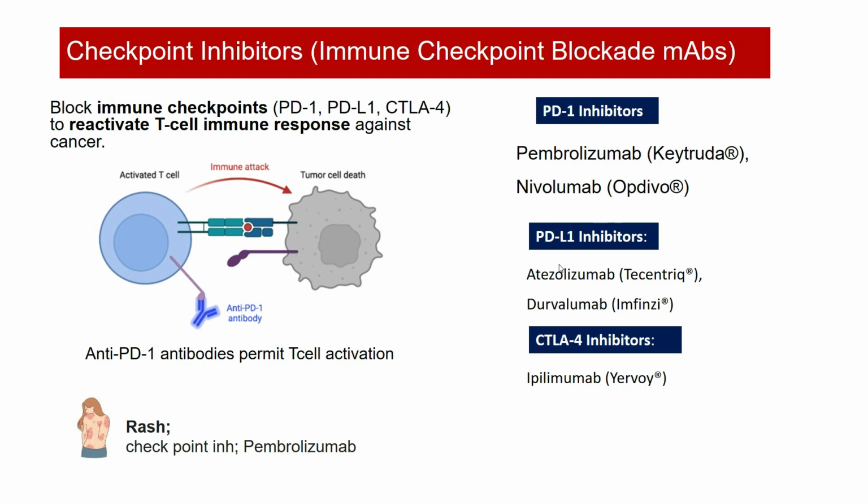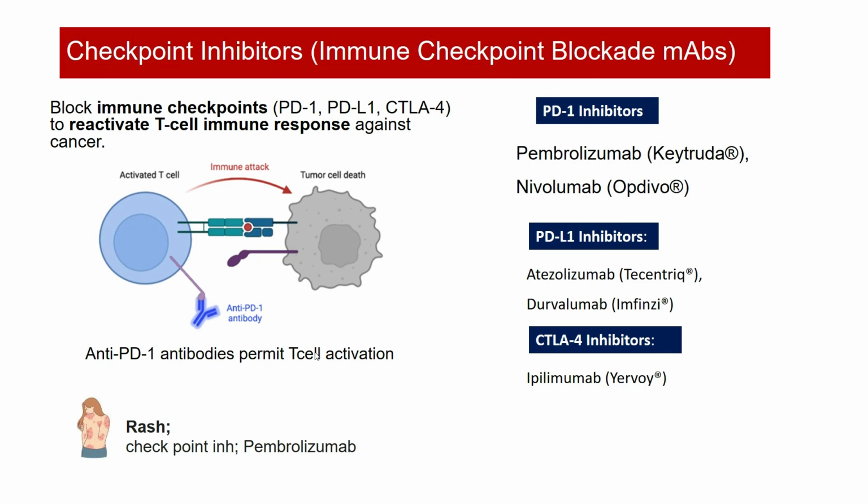By blocking the checkpoint, it reactivates the T immune cells. Basically, these immune cells are inactivated by cancer cells through those checkpoints. So, by inhibiting the checkpoints, with antibodies binding to those, you prevent the inhibition of the immune cells. For example, anti PD-1 drugs permit T cell activation. So basically, you're activating the T cells, which helps in fighting the cancers through those immune cells.